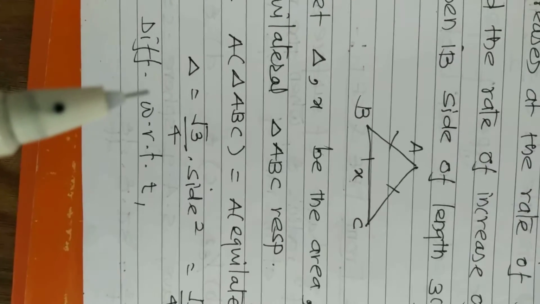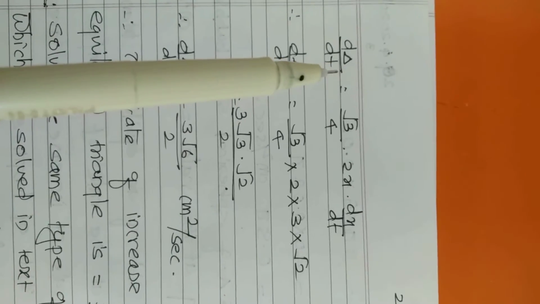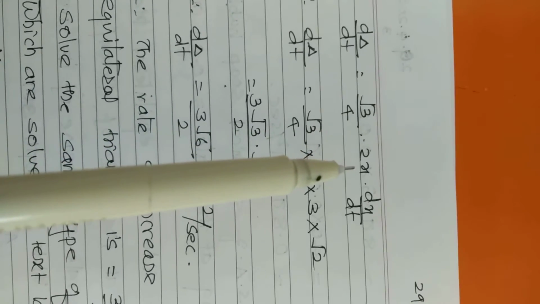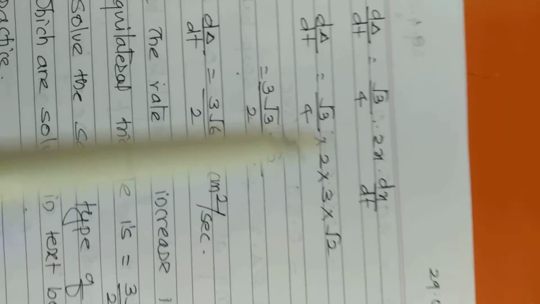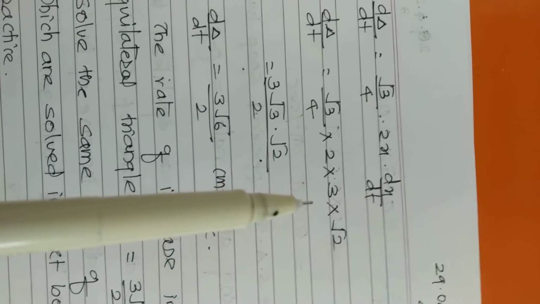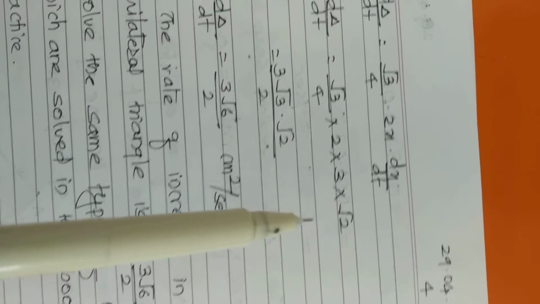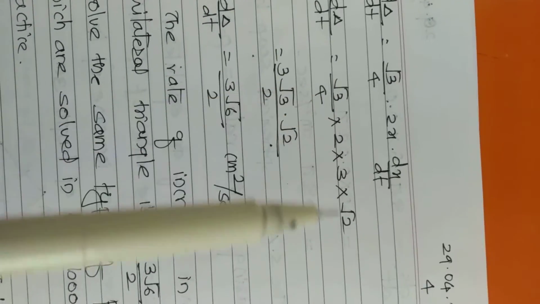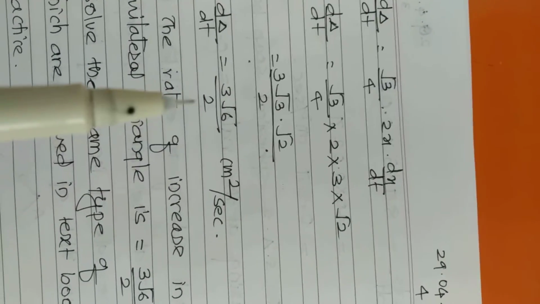Therefore again we have to differentiate delta with respect to t. If we differentiate with respect to t, then d delta by dt equals root 3 by 4, which is a constant, into the derivative of x square, which is 2x into dx by dt, the derivative of x with respect to t. Now the values given are root 3 by 4 into 2 into 3, which is the side of that equilateral triangle, and the rate of increase is root 2. So 2 by 4 is only 2. So root 3 as it is and that 2 as it is. But 3 by 2 as it is, now root 3 into root 2 becomes root 6.